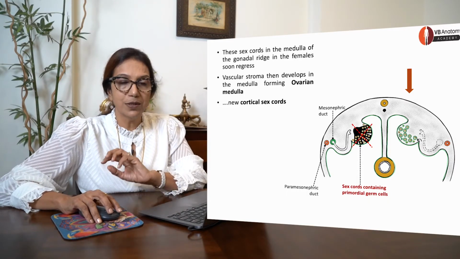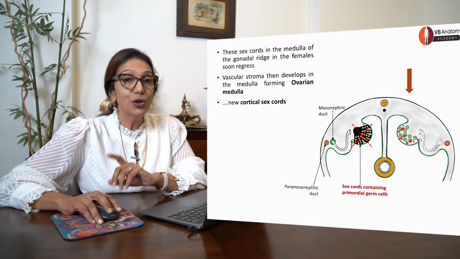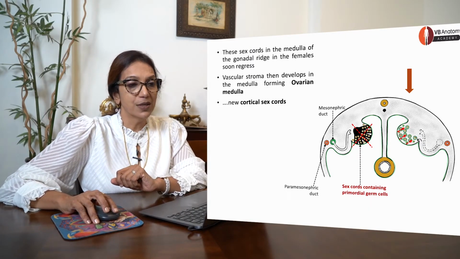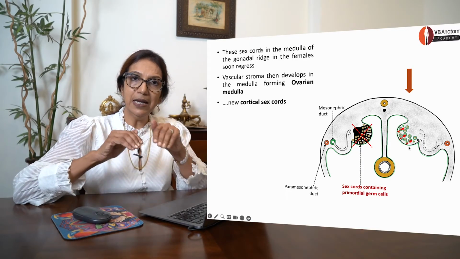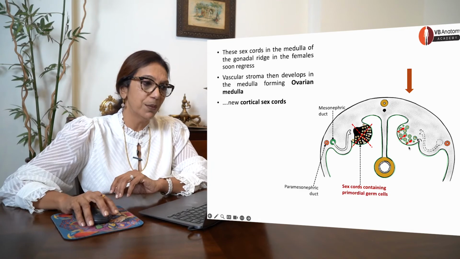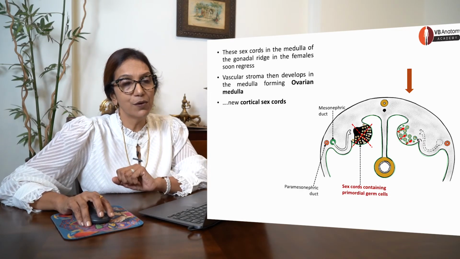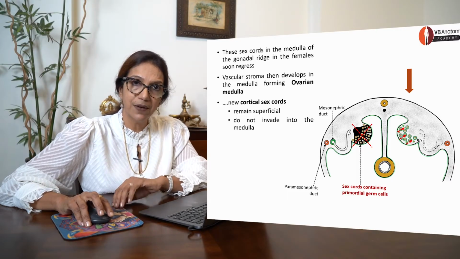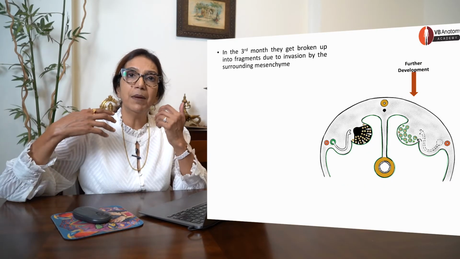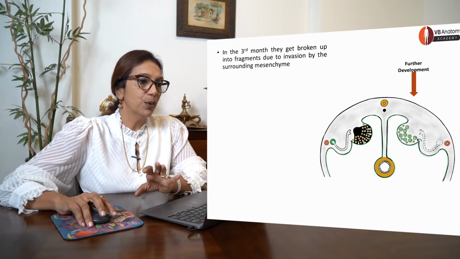But now let's focus on this side. You will see that shorter sex cords are produced. They don't go into the medulla. Can you see how short they are? They're just in the cortex. They don't enter into the medulla. These are the next wave of sex cords. They remain superficial, do not invade the medulla. In the third month, they get broken up, okay?